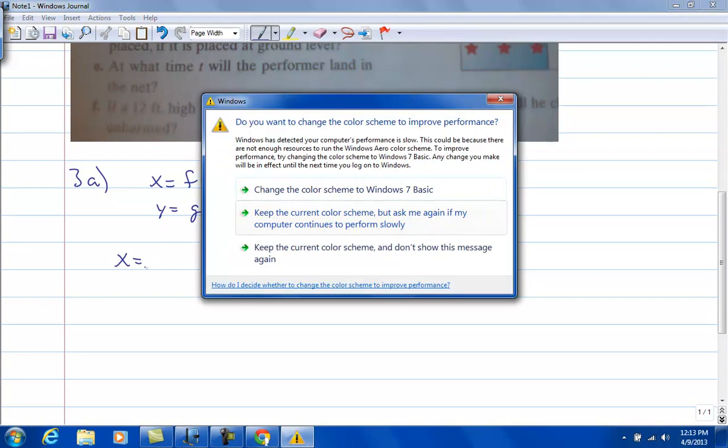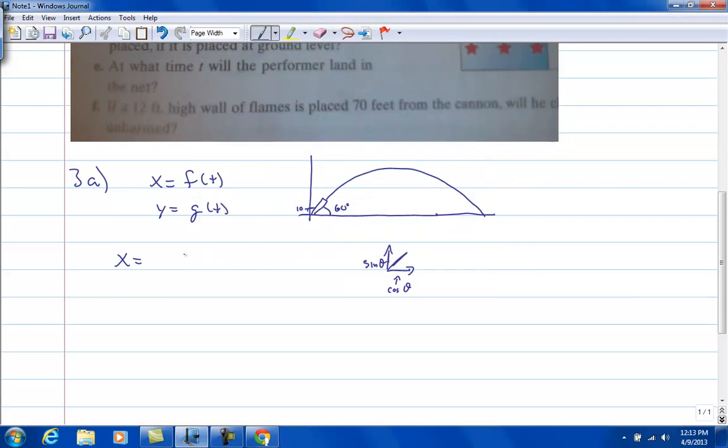So x will equal to what? Let's see. 80 miles an hour is the initial speed. That's if he's going there, but the horizontal part of that would be times cosine of 60 degrees.